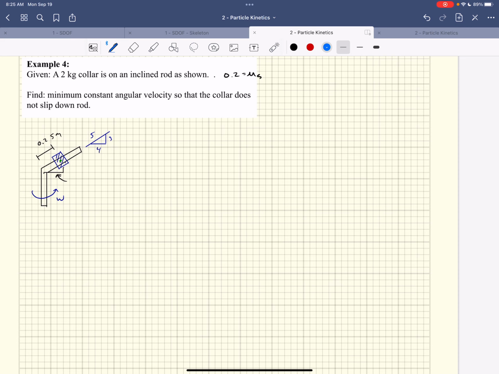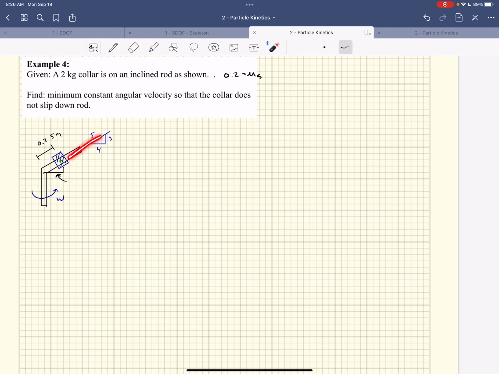If you can imagine, if that thing goes really fast, that collar goes sliding off the top of it. It'll go shooting off to the right there. And if it goes too slow, it'll actually slowly go down the rod. So it's trying to find the minimum constant angular velocity so the collar does not slip down, right? Because if it's just sitting here, this collar right here is just going to slide down. And so we're going to speed that thing up.